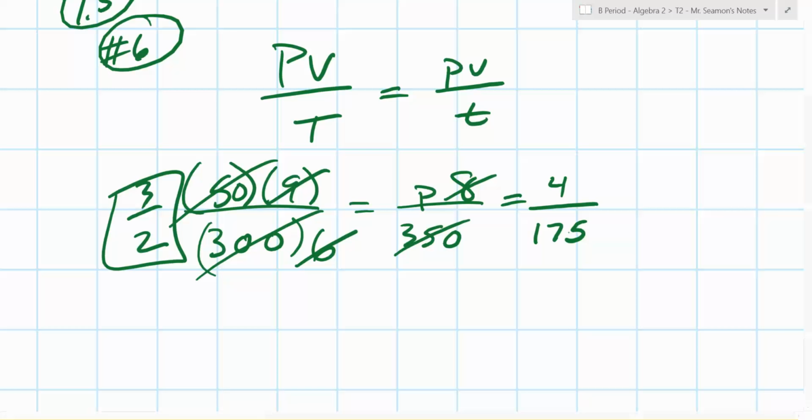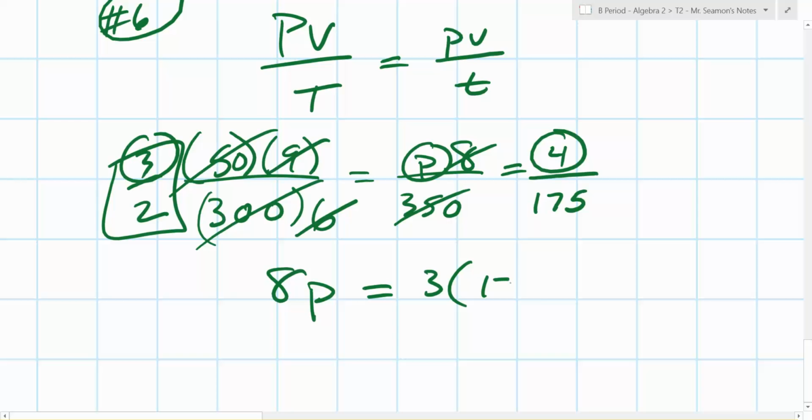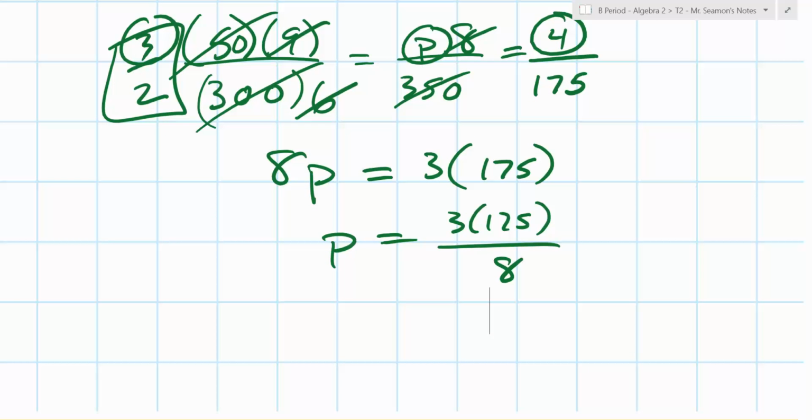Now, can we cross multiply? 4p gets multiplied by what? 2. So what's 4p times 2? 8. So you have 8p equals 3 times what? 175. So the answer to this is p equals 3 times 175 all over 8. You don't have to do it that way.